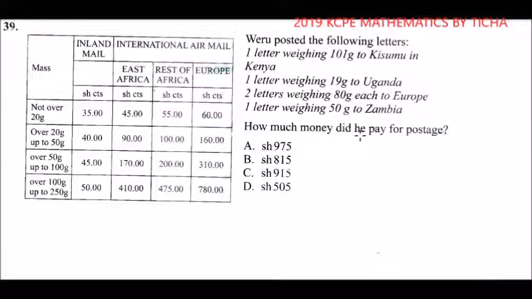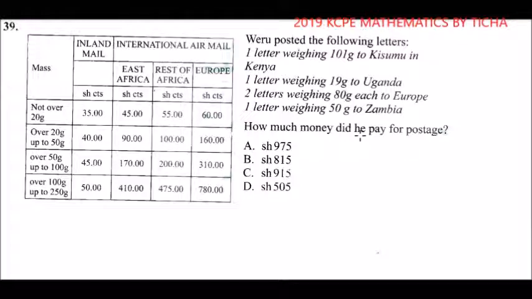Question number 39, we are told Wero posted the following letters. One letter weighing 101 grams to Kisumu in Kenya. One letter weighing 19 grams to Uganda. Two letters weighing 80 grams each to Europe. One letter weighing 50 grams to Zambia. How much money did he pay for the postage?